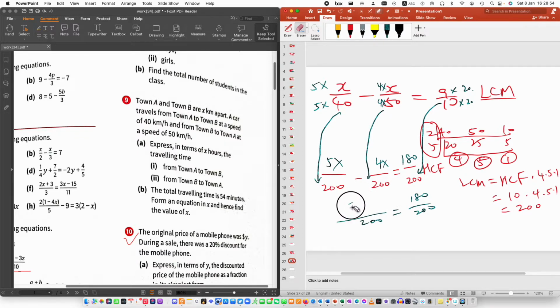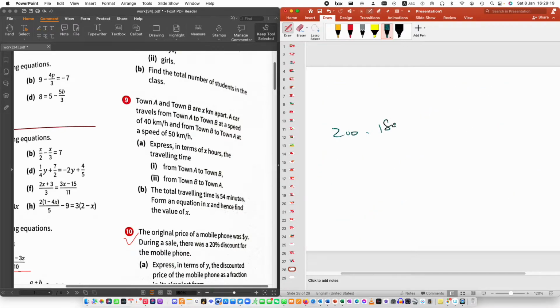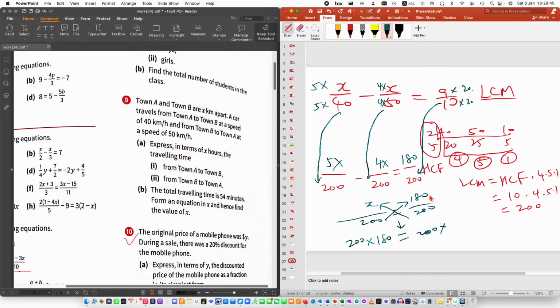So what do you get? 5x minus 4x, you get x, right? What's the next step? Cross multiply, right? So equal sign, bring down. You get 200 times 180, 200x. Let me go to the next page. So it's 200 times 180, 200x. How do you get x? Divide by 200. Can you see that these cancel each other? You get 180. So the answer is 180. Am I right? Good. So recap: you are given three fractions. What is the step?